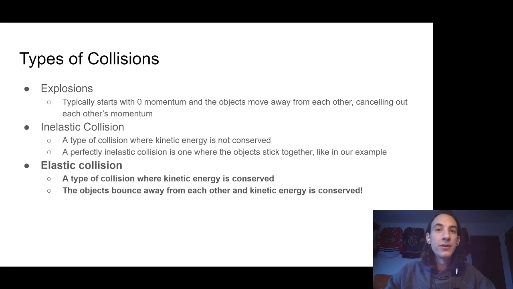And then the one that we care about, the one that the College Board makes a focus, is an elastic collision. An elastic collision is a type of collision where kinetic energy is conserved. When we see this, the objects will bounce away from each other. They will elastically bounce off each other. So if something asks us, is this collision elastic or inelastic, we would have to check whether the total initial kinetic energy was equal to the total final kinetic energy. Elastic is a type of collision where kinetic energy is conserved. Any other type is just an inelastic collision, where kinetic energy is not conserved.